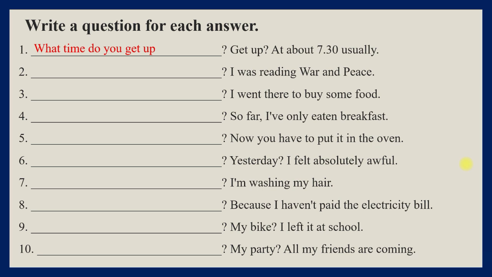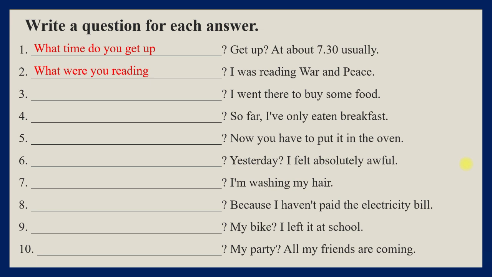And remember, guys, there is not only one correct answer for these questions. There could be a variety of answers, but this is like the most usual one, the most common one. Number 2, "I was reading War and Peace." The response is in past continuous, so the question should be in past continuous as well. So, "What were you reading?"